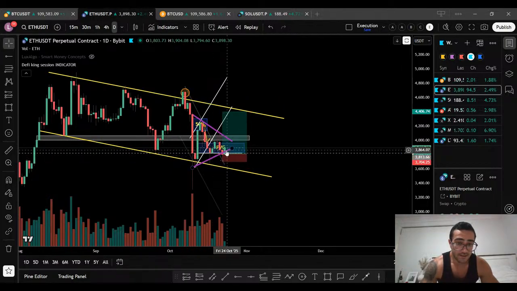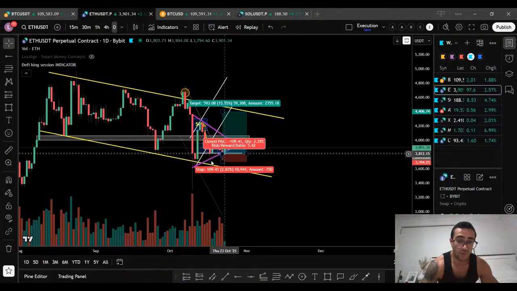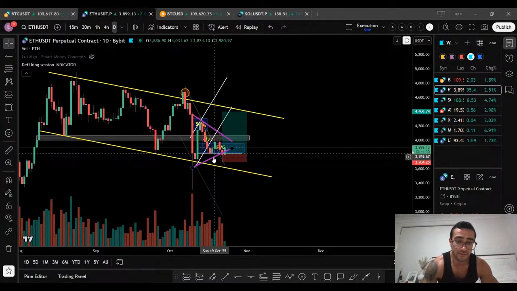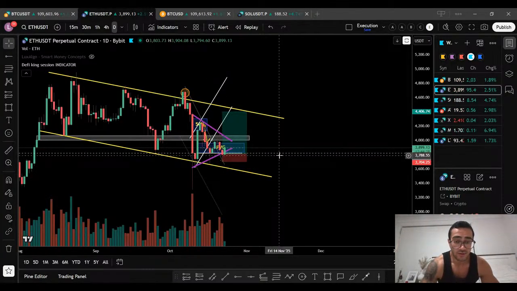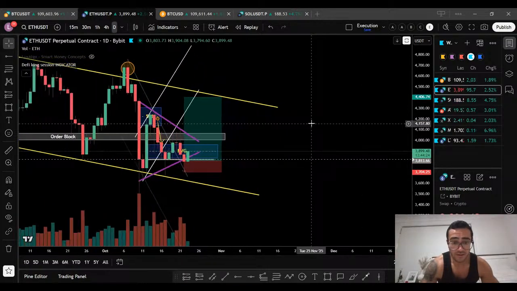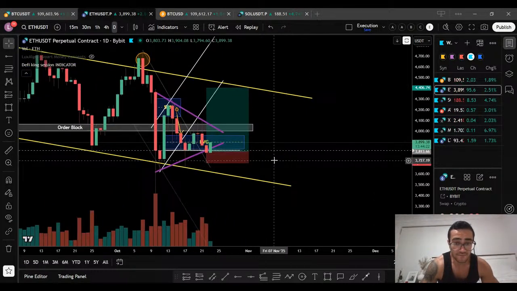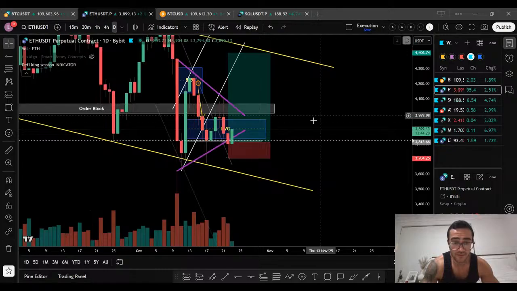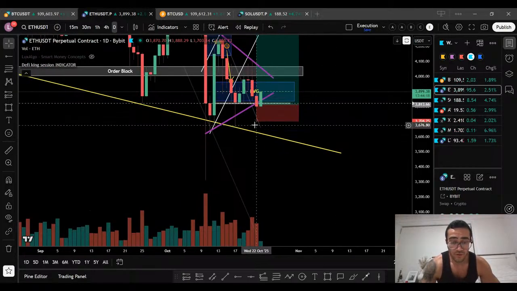I then entered in at around the support line, or at the bottom of the symmetrical triangle. And as you can see, the first one stopped me out directly on my stop loss.